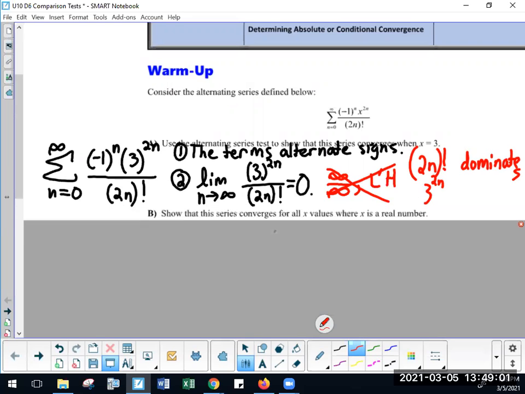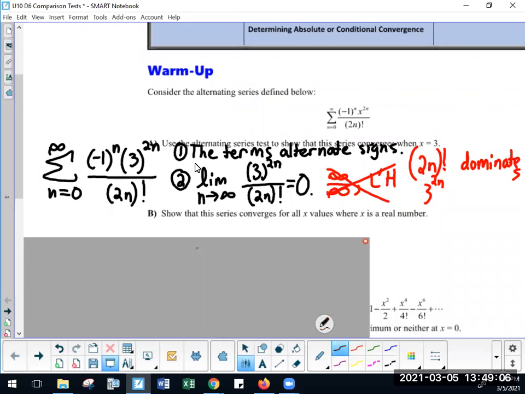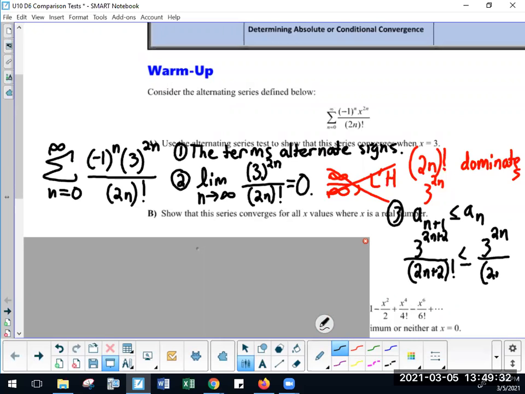Okay, so that means that is true, which means I need to determine if the terms are decreasing. So the n plus 1th term is 3 to the 2n plus 2 power. We talked about that in class yesterday. Divided by 2n plus 2 factorial. A sub n is again 3 to the 2n divided by 2n factorial. Remember, we're looking at the absolute values here because we're talking about magnitudes.